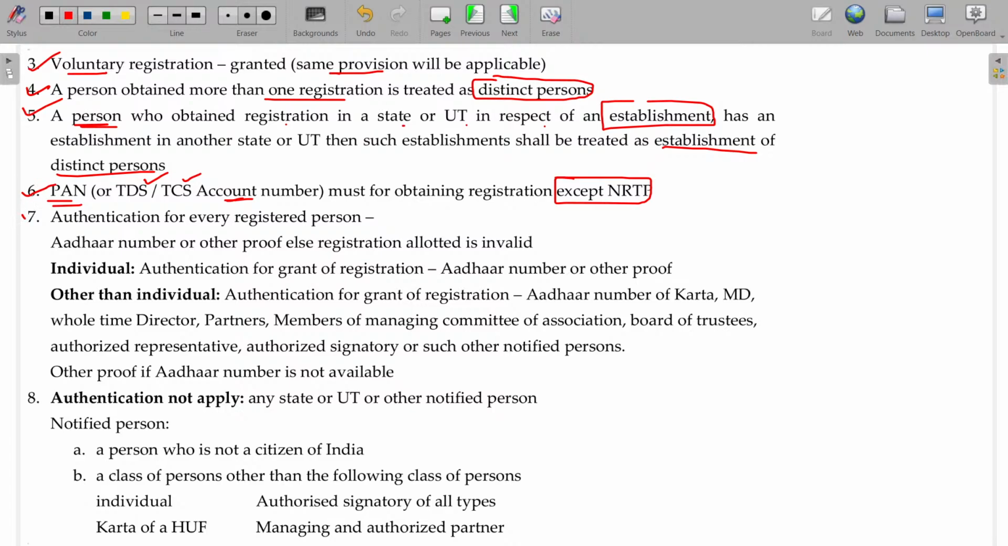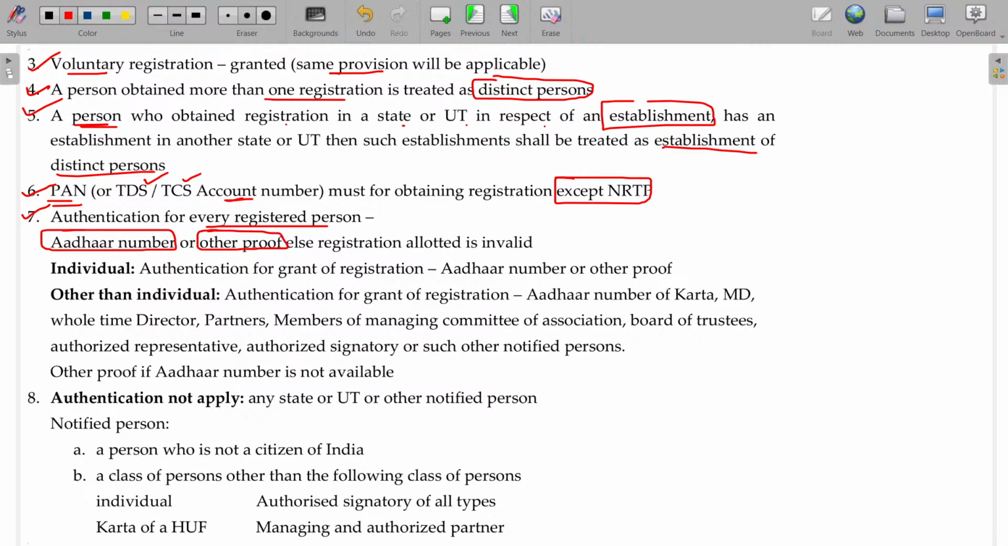And while applying, you have to give the authentication, you have to sign. You submitted your form, no, form should not go empty, it should be signed. By whom? Authorized person. Okay, so authentication for every registered person. Usually, Aadhaar number or other proof is a must. Unless you submit this, it will be invalid.